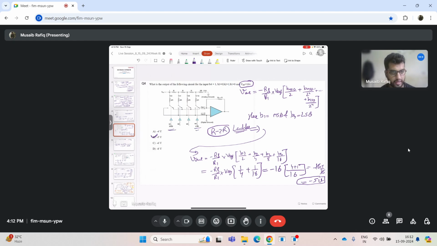V out for this DAC is simply minus RF by R1 times Vref times B MSB by 2 plus B MSB minus 1 by 2 raised to 2, and so on up to B LSB by 2 raised to n. Here B1 is MSB and B4 is LSB. So ultimately V out is equal to minus RF by R1 times Vref times B1 by 2 plus B2 by 4 plus B3 by 8 plus B4 by 16. Plugging in the values of B1 to B4, my output voltage is minus RF by R1 times Vref times 1 by 4 plus 1 by 16. Because RF equals R1, it is minus 16 times 4 plus 1 by 16, so minus 16 times 5 by 16. So it is minus 5 volt.